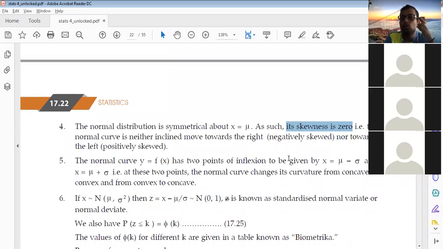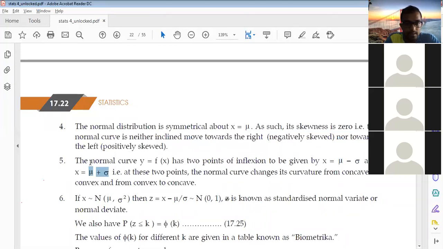It has two points of inflection. Inflection means the points where the curve, the peak which I told you, goes from concave to convex. It doesn't touch the line, because if it touches the line, the peak has to come and end. But no, it will come, and at one point the curves will change their direction. In the sense, they will flatten but not touch the level. And what are those points of inflection called? They are called mu minus sigma and mu plus sigma.